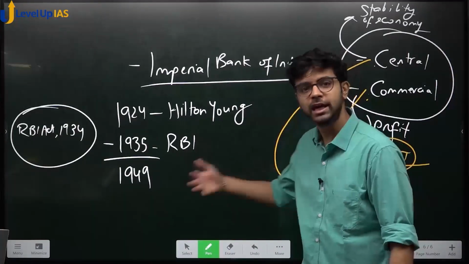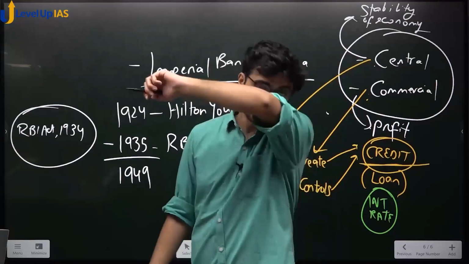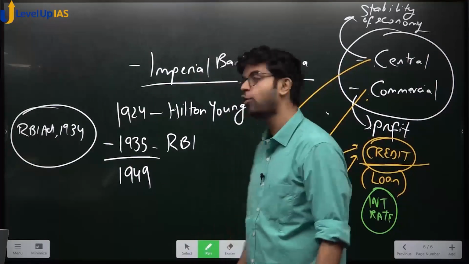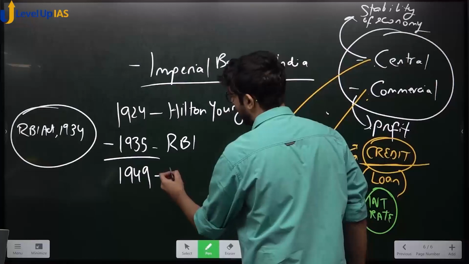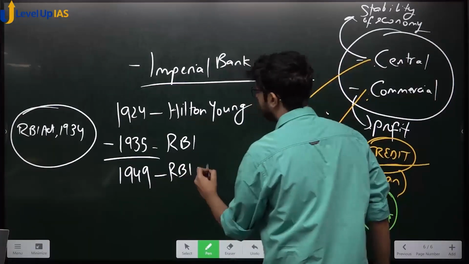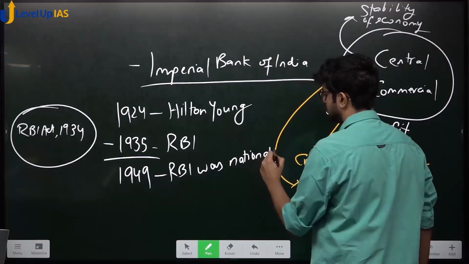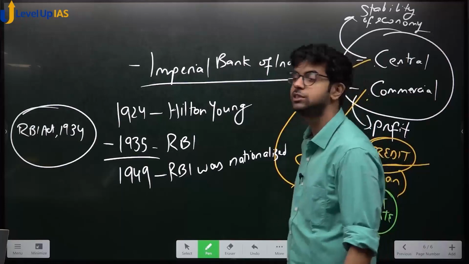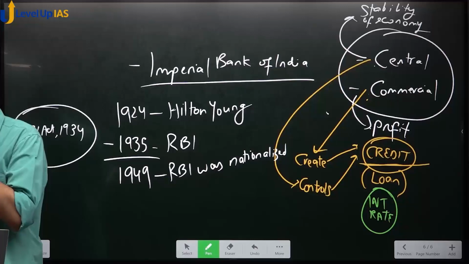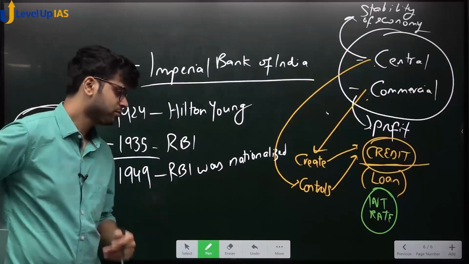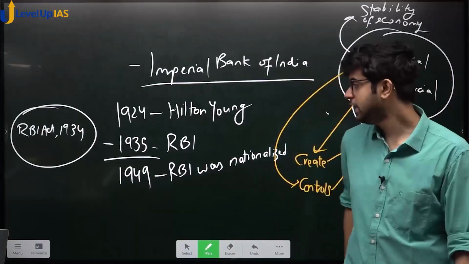Independence happened. We came. First step we took was to bring RBI under government control, because we said that private control for public motive does not go hand in hand. We brought it under government control. So RBI was, I am using a very important word, nationalized. RBI was nationalized in 1949.